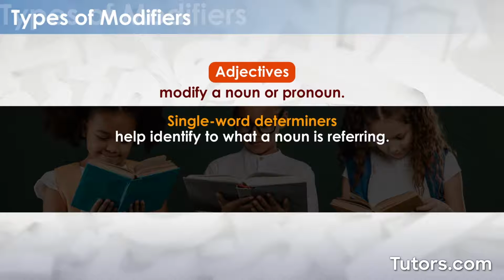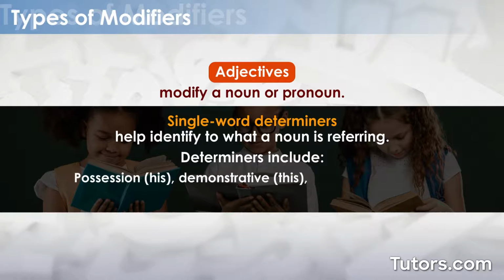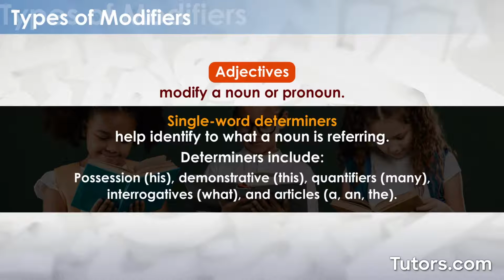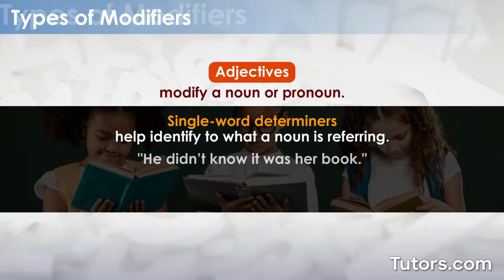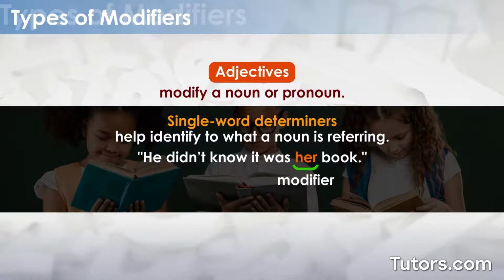Determiners help identify to what a noun is referring. Determiners include possession, demonstrative, quantifiers, interrogatives, and articles. It was her book. The adjective her modifies the noun book, showing that the book is her possession.